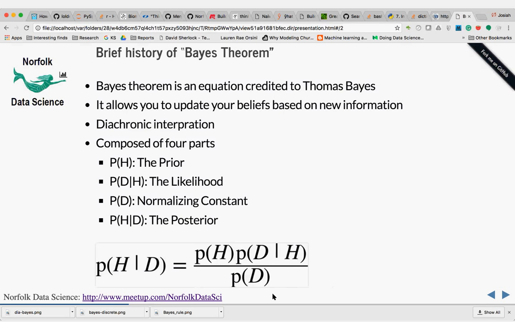So, a brief history of Bayes' theorem. How many people are familiar with Bayes' theorem? I see a lot of statisticians in the room. I should probably tread very, very softly now, seeing all the hands go up. But Bayes' theorem is an equation that's credited to Thomas Bayes, a statistician and mathematician. The concept of Bayes' theorem is that it allows you to update your belief based on new information. That's the fundamental concept of it.